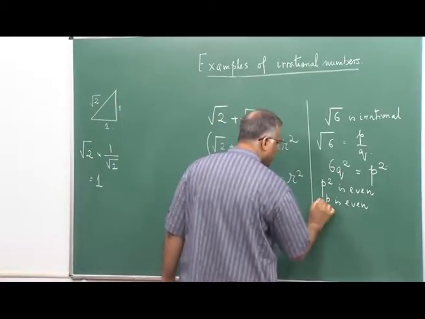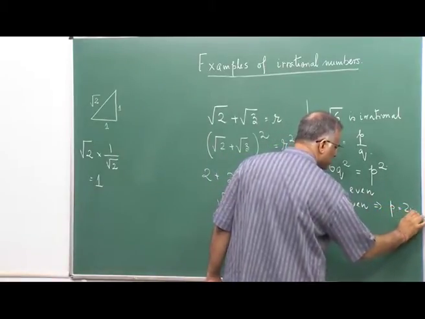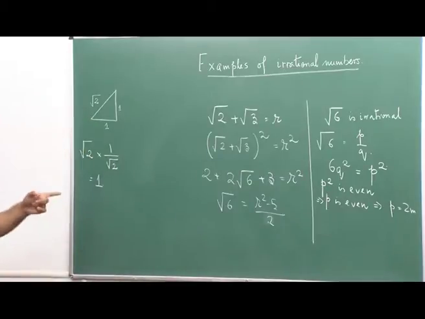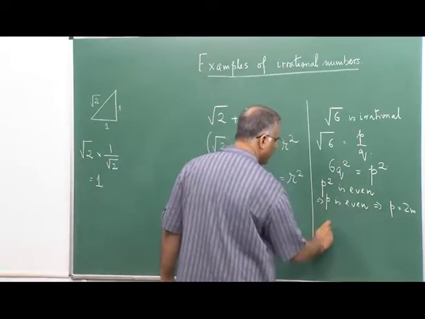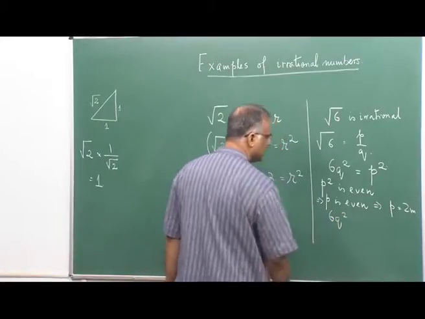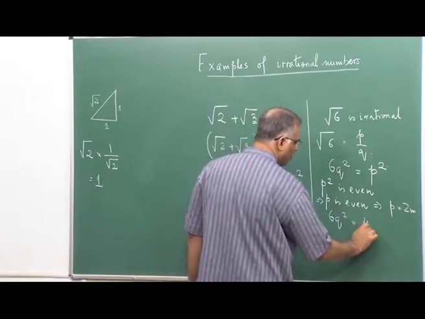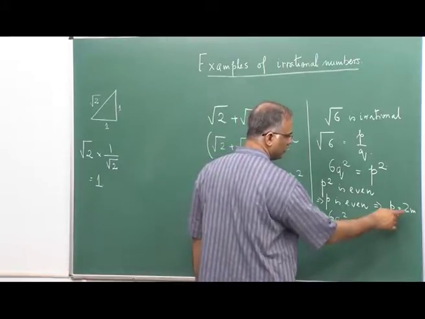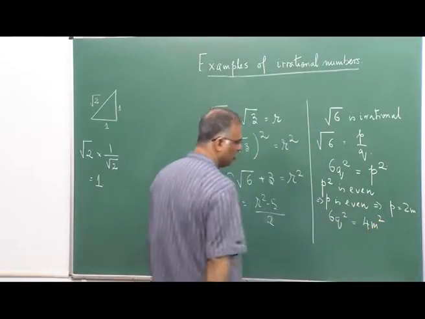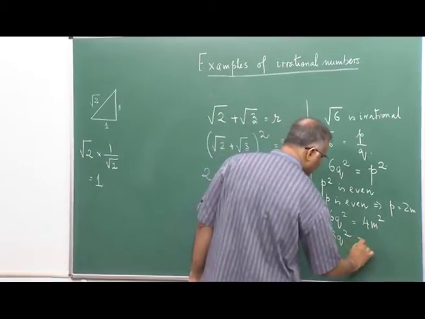So, now p is even, I can write p as 2 of m, that is p equal to 2m. This is clear now, because that is the type of reasoning that we are taking. Once you do that, you write 6 q square is 4 m square. So, you are getting 3 q square is 2 m square.